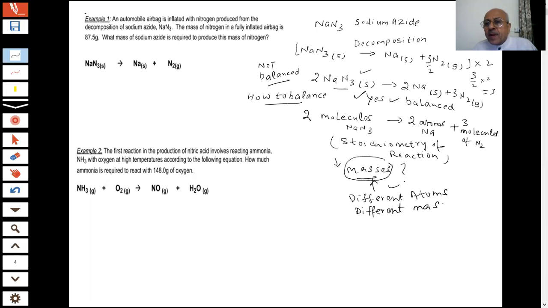If I say hydrogen, you say carbon. The mass of carbon is not same as mass of hydrogen. The mass of oxygen is not same as hydrogen. Mass of nitrogen is not same as hydrogen. In this case, the mass of sodium is not equal to mass of nitrogen. They are different masses. And N2 is not N, so the mass will be different. Now the question is, how do we find the relationship between masses?